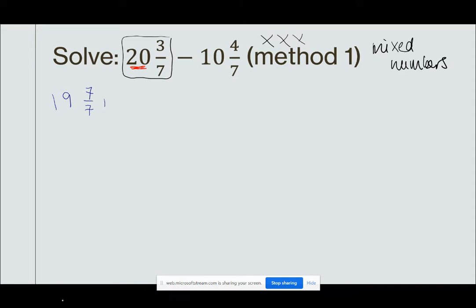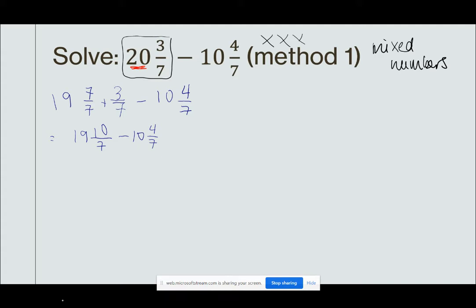So what ends up happening is I can pull from my whole number to make this fraction have a bigger numerator, and that way I can still perform the subtraction. So I just did something a little bit tricky there, but fear not. It's not that bad once you practice. Okay. Good stuff. So now I'm just going to simplify this. 7 plus 3 is 10, all over 7. Keep my 19 there. Minus 10 and 4 over 7. So now I have a mixed number problem that I'm equipped to deal with.